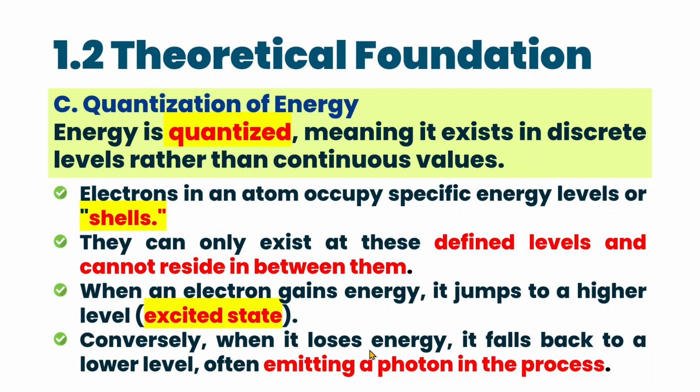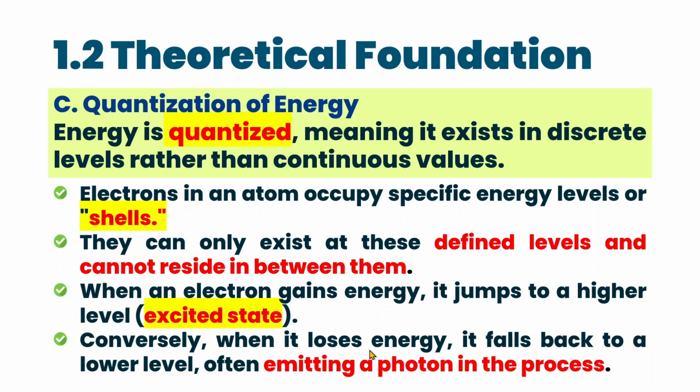In simple terms, energy doesn't flow continuously. It comes in specific fixed amounts or levels. Energy is quantized. Electrons in an atom occupy specific energy levels or shells, and they can only exist at these defined levels and cannot reside in between them. It's either in the one level or the other level, not in between. There's no in between. When an electron gains energy, it can jump to a higher level. We call that the excited state. Conversely, when it loses energy, it falls back to a lower level, and this often emits a photon in the process.